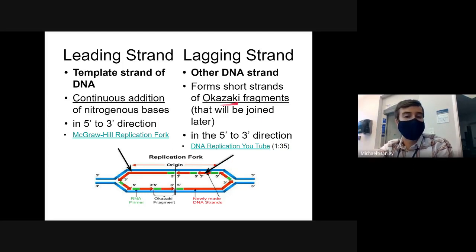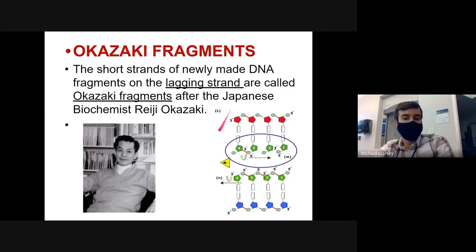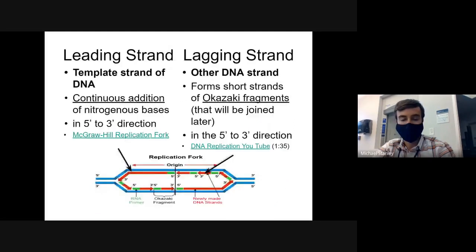The short segments are called Okazaki fragments because that's the guy who discovered them. I think that's what's on this slide here. Yeah. So the Japanese biochemist Reiji Okazaki was the one who found the DNA building all these short segments and described it in a scientific paper. And so he's the guy that got it named after him. But that's the major difference between our leading strand and our lagging strand.